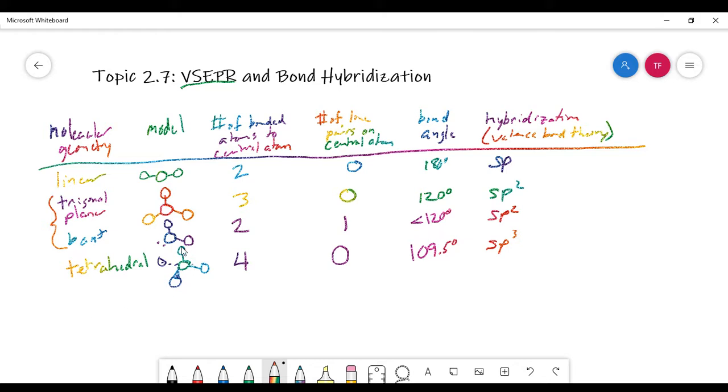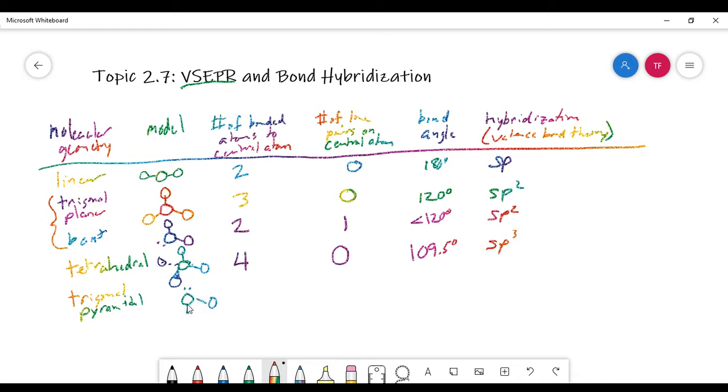Related to this is if you replace one of those atoms with a lone pair, like ammonia, NH3, you end up with what's called trigonal pyramidal. And trigonal pyramidal molecules are just like the tetrahedral, but there's a lone pair replacing one of the bonded atoms.